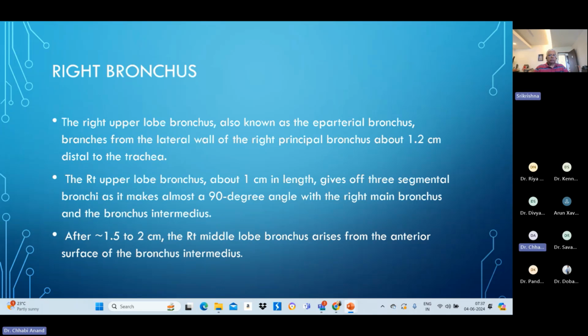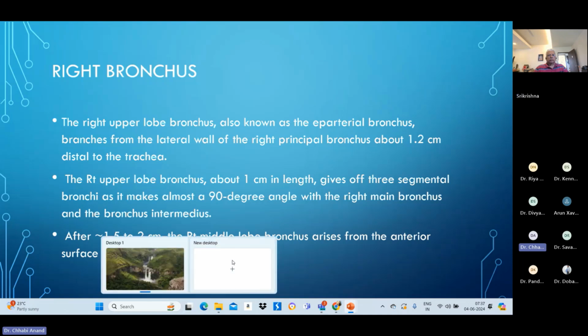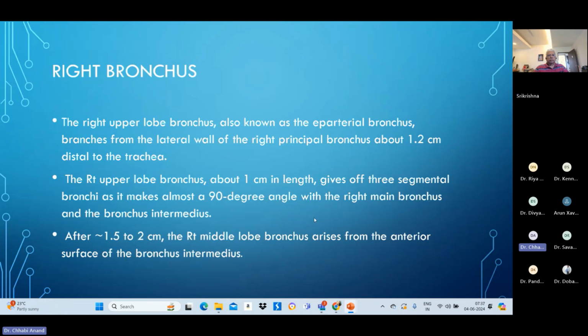The right upper lobe bronchus, also known as the eparterial bronchus, arises from the lateral wall of the right principal bronchus about 1.2 centimeter distal to the trachea. The right upper lobe bronchus, about 1 centimeter in length, gives off three segmental bronchi as it makes almost a 90-degree angle with the right main bronchus and the bronchus intermedius.